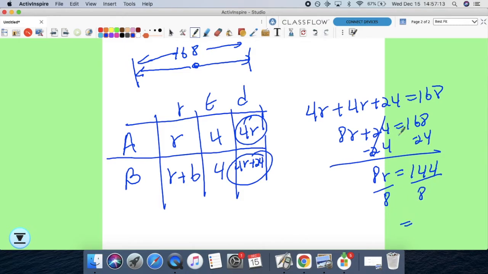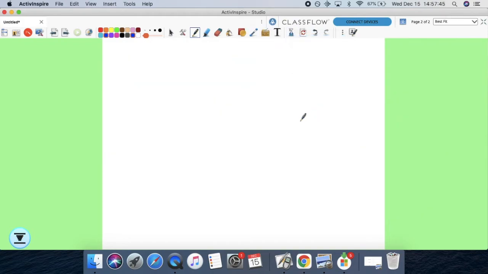And r equals 18. Yep. R equals 18. So what do I want to know here? What is the rate of each? So the rate of the slower train is 18 miles an hour, and the other one's 18 plus 6, which is going to be 24 miles per hour. That's 24. That's number 24, now 25.